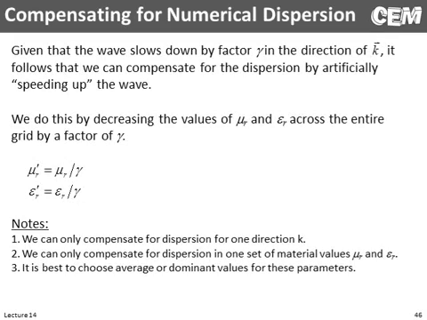Also, we can only compensate for dispersion for one choice of mu r and epsilon r that we use to calculate gamma. So if most of the energy is in one particular material that has a relative permeability and permittivity, maybe we would use that. If the waves are going all over the place, maybe we use some kind of average across the grid for that. So for compensating for dispersion, we tend to choose average or dominant values for the parameters that go in for calculating that gamma. And so that's the story with dispersion.